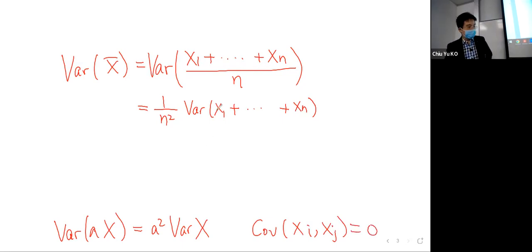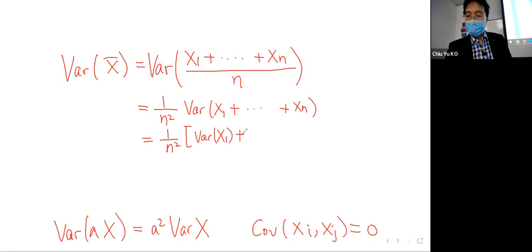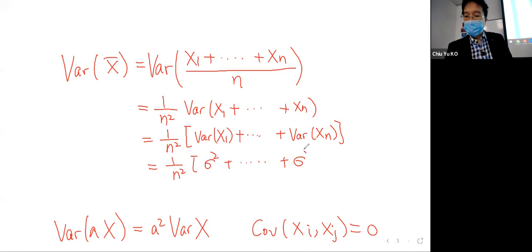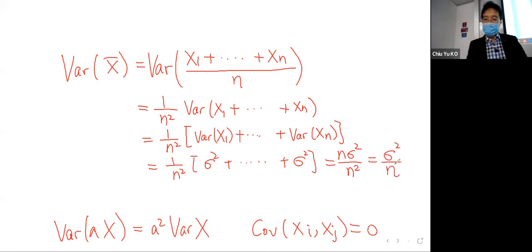Okay. And if they're independent, that means the variance of the sum is just the sum of the variances. And we learned that each variance is just sigma squared. So we have sigma squared plus sigma squared, n sigma squared in total, so n sigma squared over n squared, and what you're left with is sigma squared over n. So this is the proof.